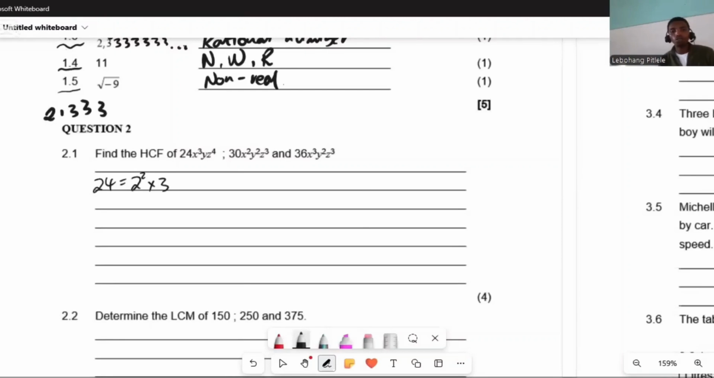Unless you're saying 2 cubed. Yes, not 2 squared, so that's 2 cubed, times 3. Yes, 2 cubed times 3.